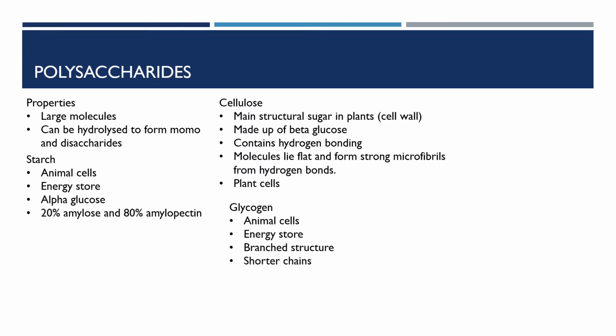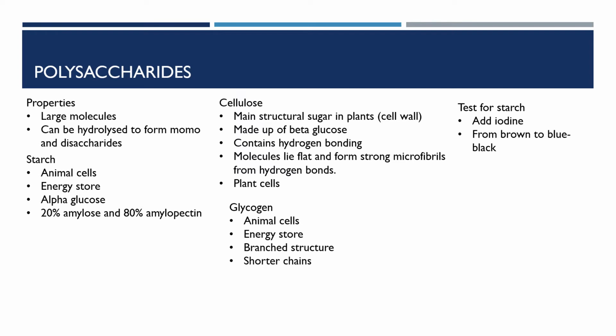Glycogen. Now, this is something that I haven't really seen in exam questions as much, but I don't want you to be caught off guard if it does come up. Glycogen is found in animal cells. The reason it doesn't really come up is that it comes up a lot in A2. Anyway, it is an energy source and it has a branched structure with shorter chains in comparison to starch.